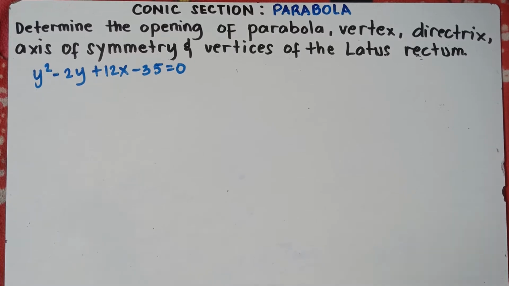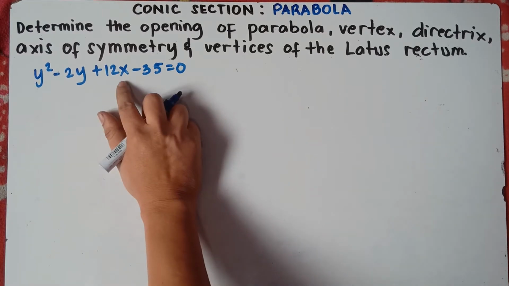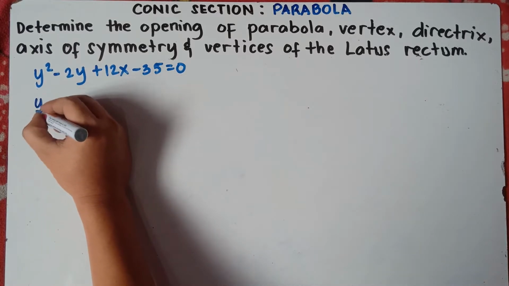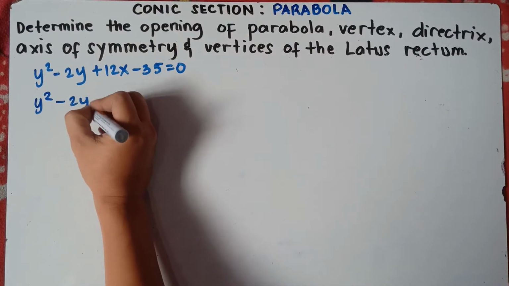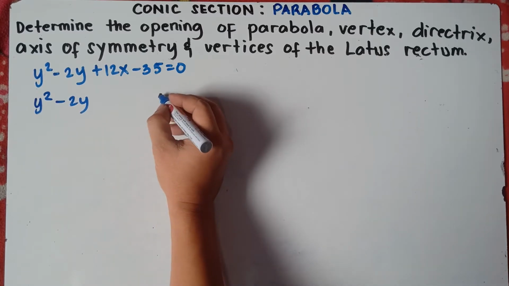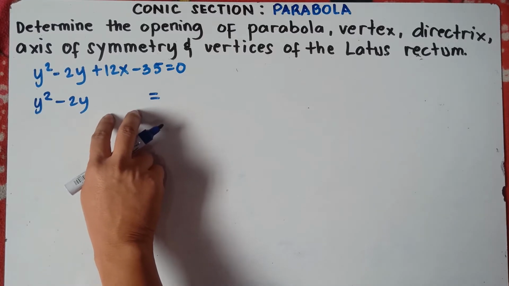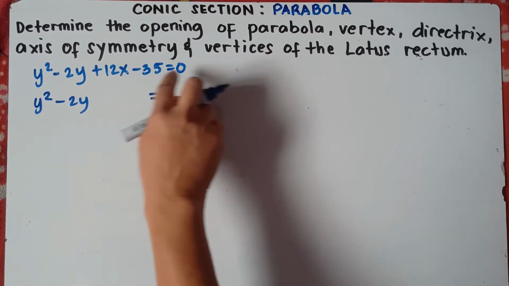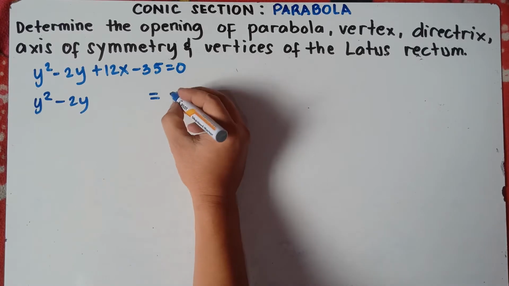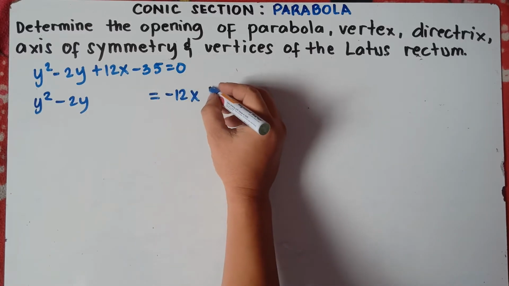So let's start. The first thing that we need to do is transpose this 12x and 35 from left to right. Just copy y squared, copy negative 2y, and then you will be adding a new constant here. So you put an equal sign. Leave a space because we will need to add a new constant. Transpose this 12 from left to right and this 35 from left to right. This 12 is positive, so it will be negative 12x, and this 35 is negative, so it will be positive 35.